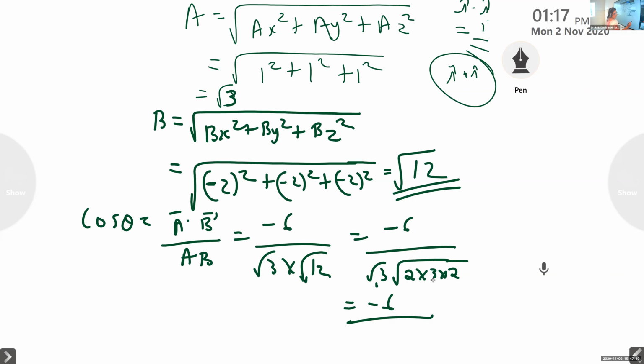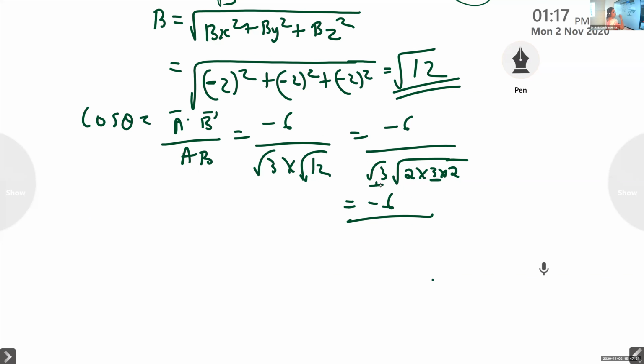Square root of 2 into, so we are getting here root 3, here also root 3. Correct? 2 into 3, 6, 6 into 2, 12. So this 2, as usual. This root 3 can combine with this root 3 because this is also a product. So finally, you can get 6. That's it. So minus 6 by 6, and what we are getting is minus 1. This is cos theta.